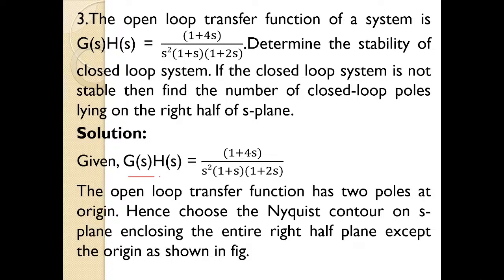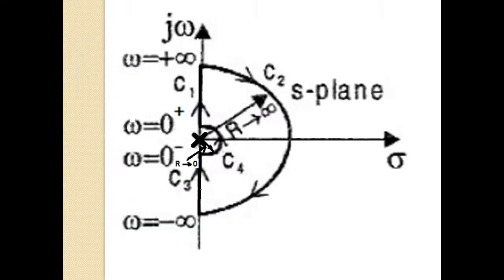Okay then, consider G(s)H(s) equal to (1 + 4s) by s squared into (1 + s) into (1 + 2s). Two poles are lying at the origin. So what about the Nyquist contour now? Actually it should have three sections, C1, C2 and C3. Since there are two poles lying at the origin, there are two singular points overlapping each other. Therefore, the Nyquist contour will never encircle the singular points, so it will bypass them. Because of the singular point, another section C4 comes into existence. So there are a total of four sections, C1, C2, C3 and C4. Draw the Nyquist contour quickly freehand.